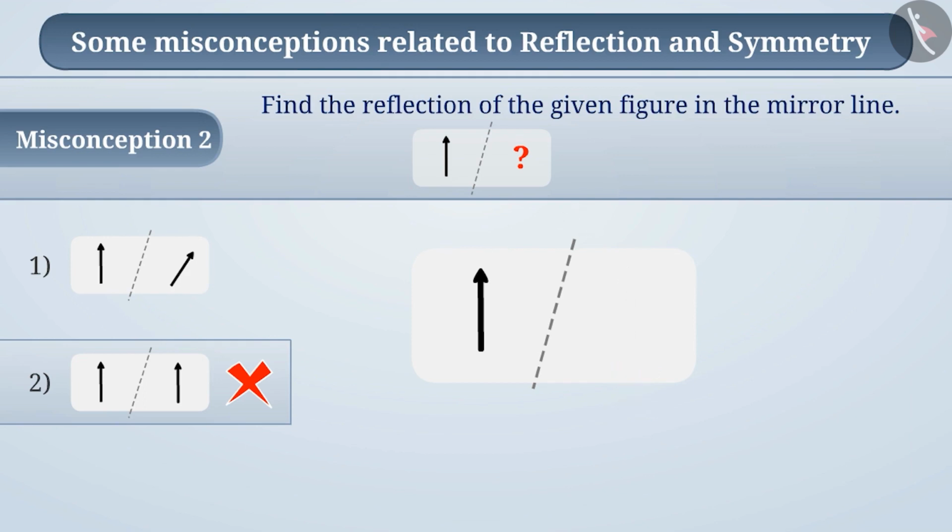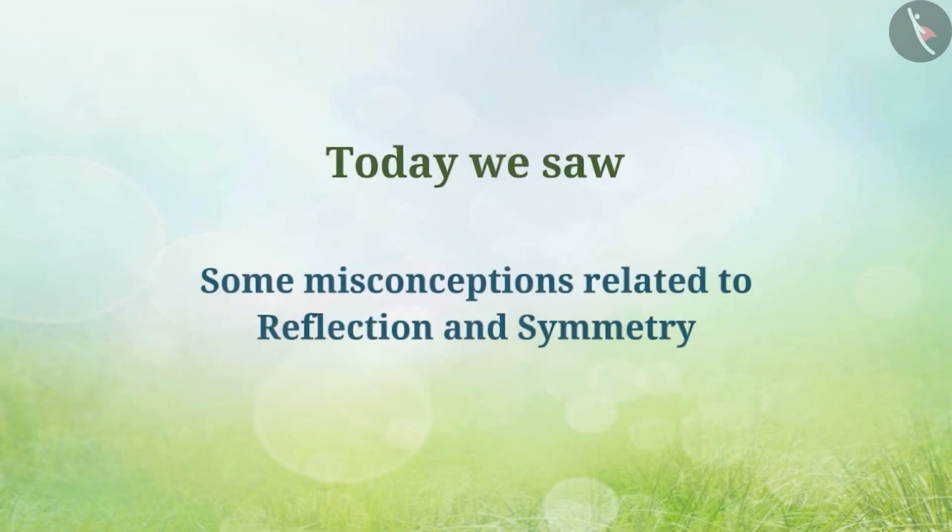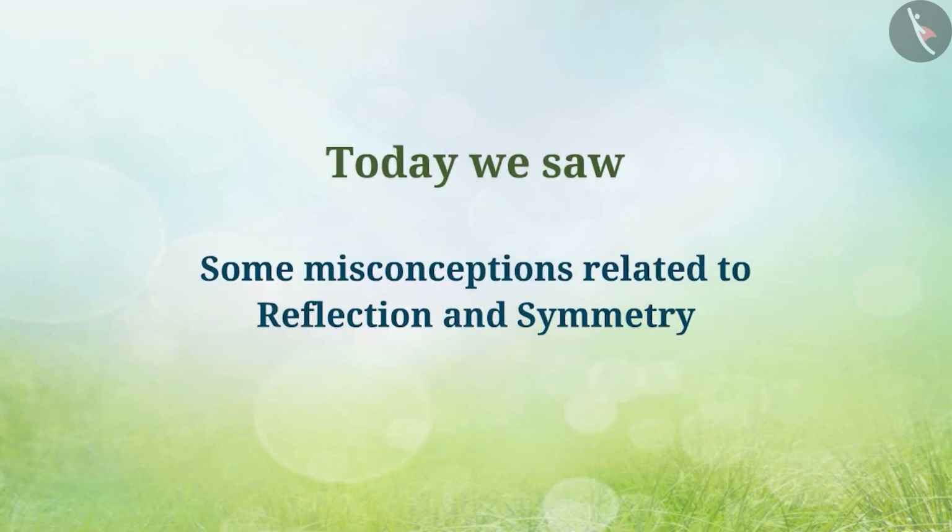That is, we will find the distance of the arrow from the mirror line of the lower part and mark its reflection at that distance. Then, we will find the distance from the mirror line of the upper part and mark its reflection at the same distance. Now, we connect the 2 points. This will give us an accurate reflection of the figure. So here, the correct answer is option 1. Therefore, when you find the reflection, always keep in mind the mirror line. So today, we saw some misconceptions related to reflection and symmetry.